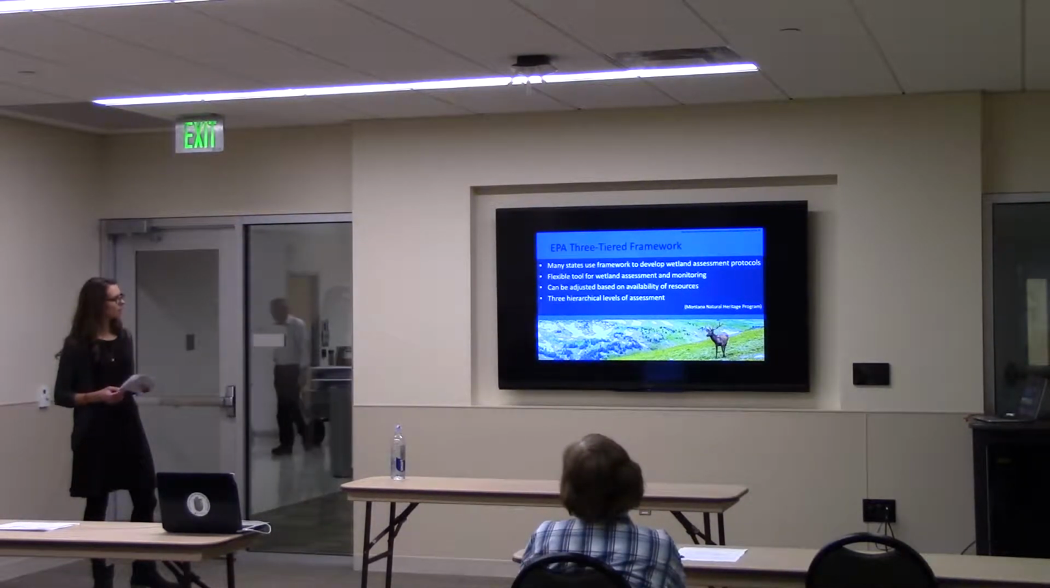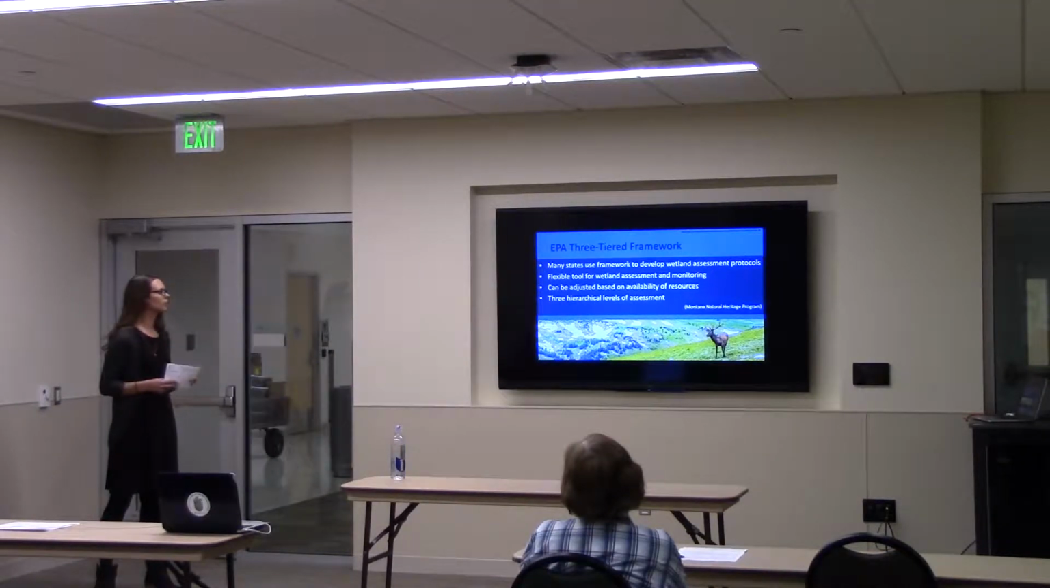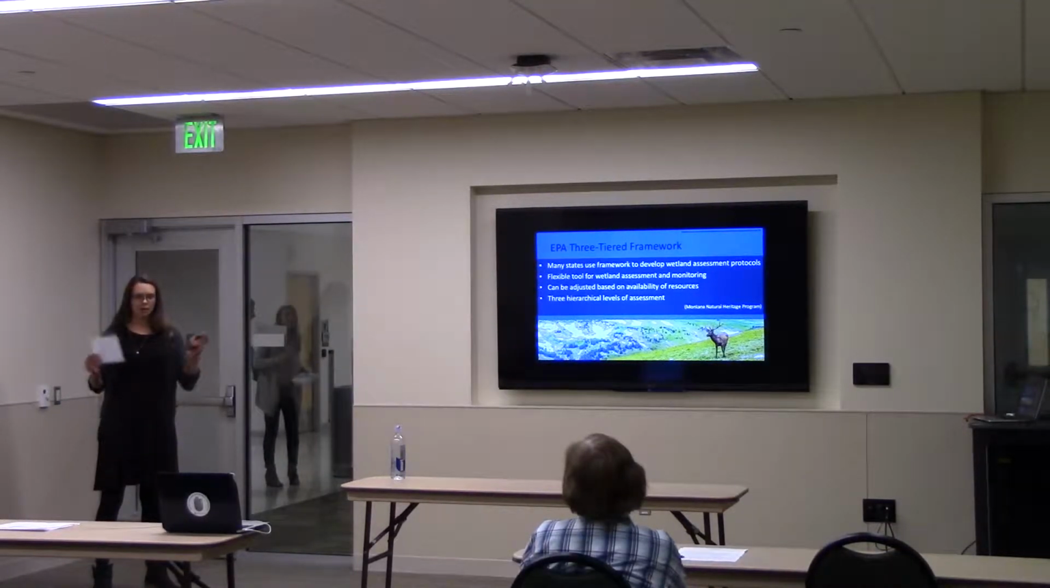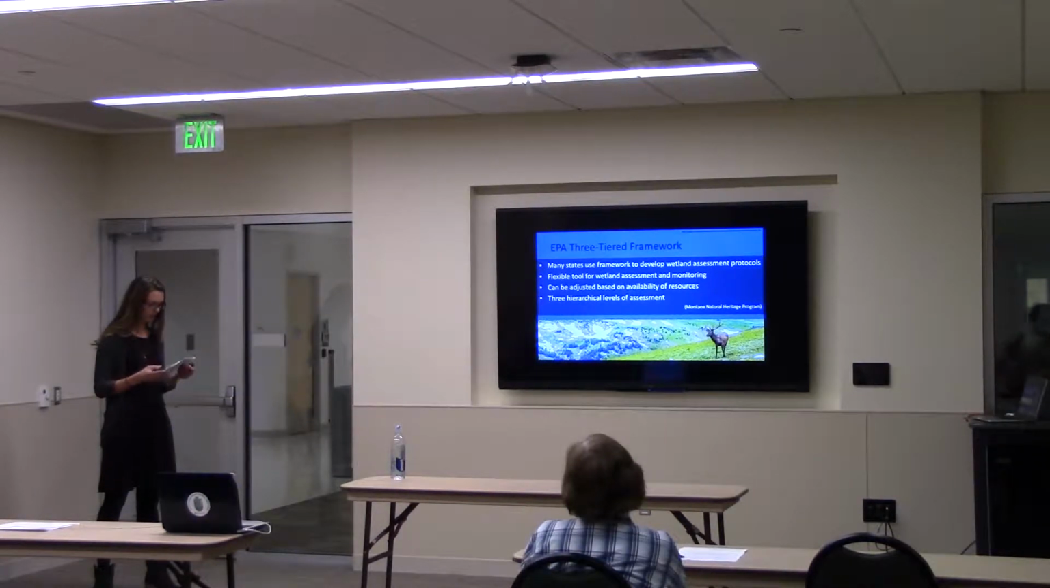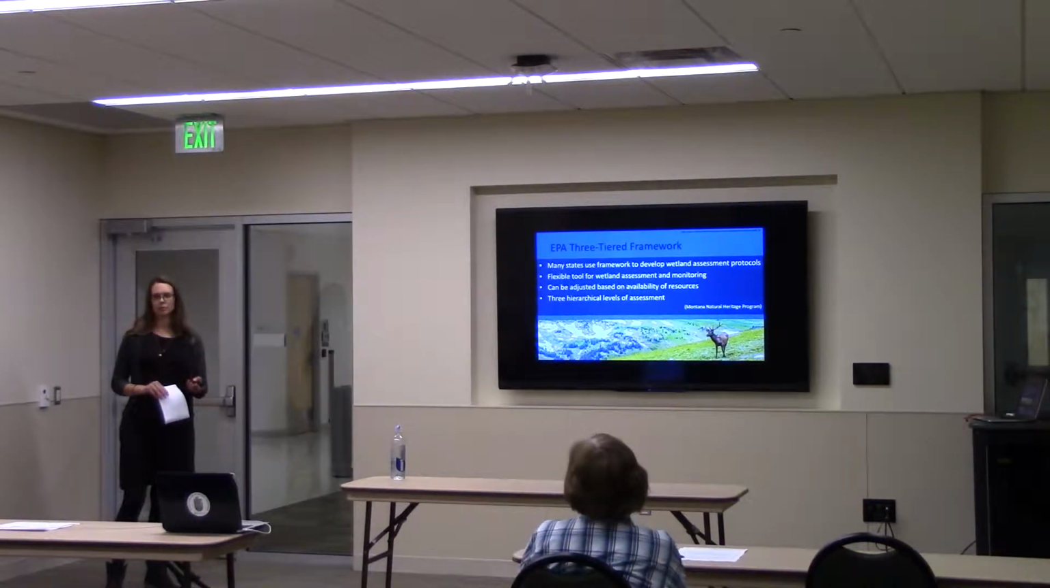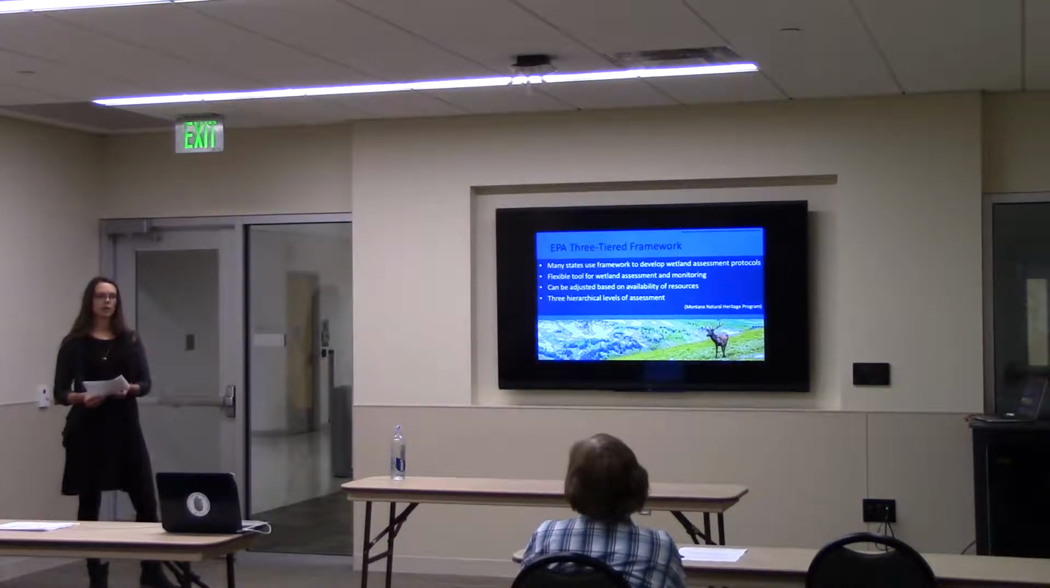And this EPA three-tiered framework is broken down into 3 hierarchical levels of assessment, starting at a broad scale and working down to very specific style of assessment. So the first highest level is called a landscape assessment, and basically this relies on sort of coarse filter data collection.